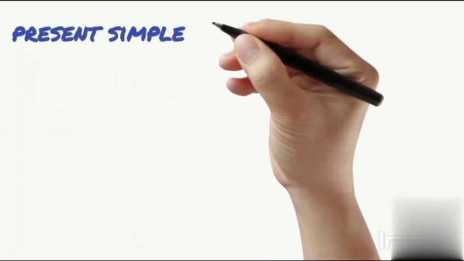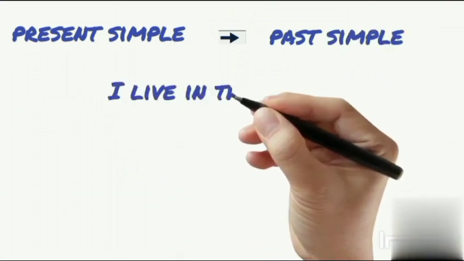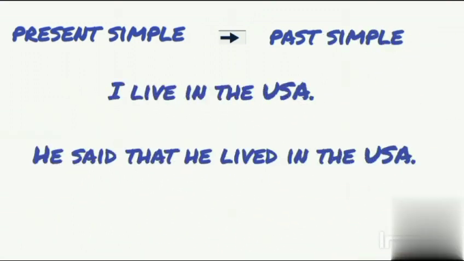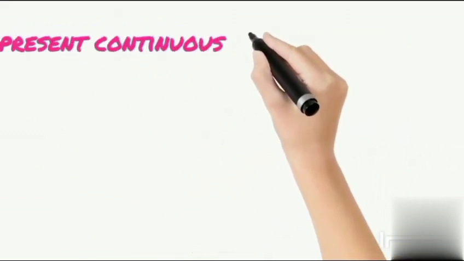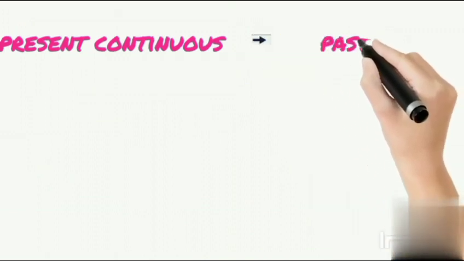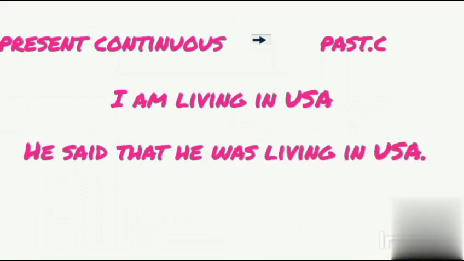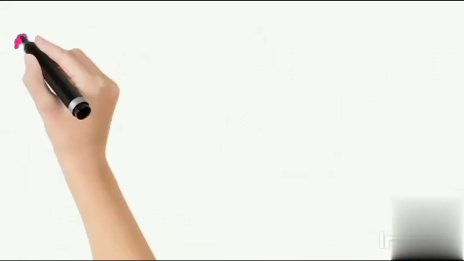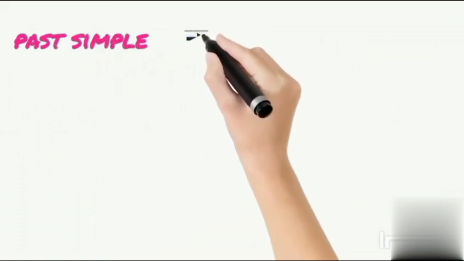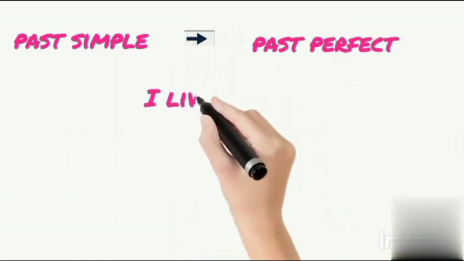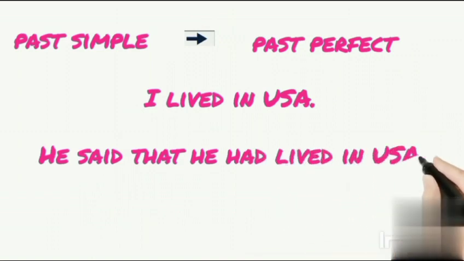Here I have taken one example, and I will change it in front of you so that you can be able to change it. Present continuous tense, here I will change into past continuous. I am living in USA. He said that he was living in USA. It's very simple. Past simple will be changed into past perfect. I lived in USA. He said that he had lived in USA.